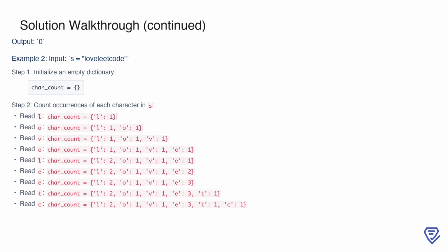Now, let's look at another example where the input string is LeetCode. We follow the same steps as before. First, we initialize an empty dictionary char_count. Then, we count the occurrences of each character in the string. Starting with L, we add it to the dictionary with a count of 1.